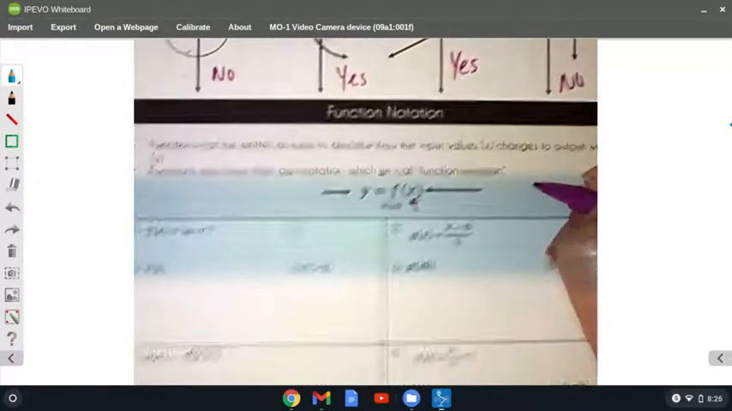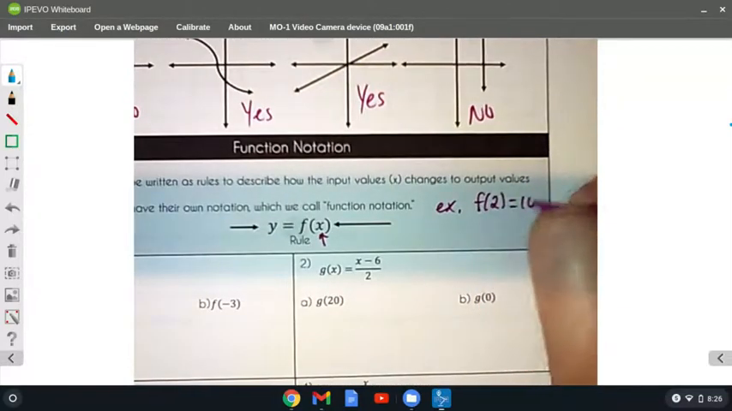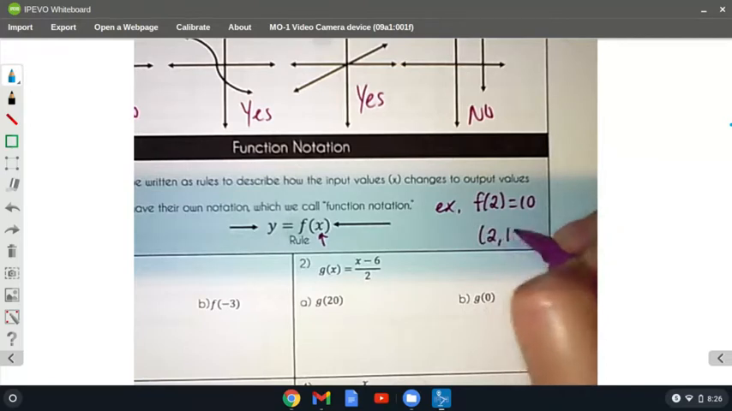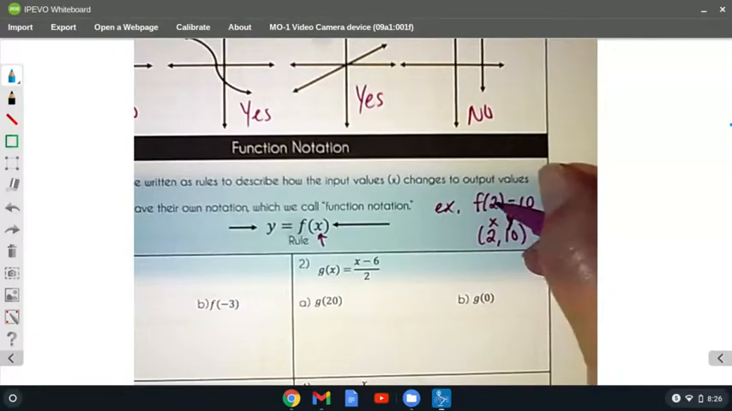So if I say, for example, f of 2 equals 10, that means we have the point (2, 10). This is our x value, that's our y value. So when x is 2, y is 10.